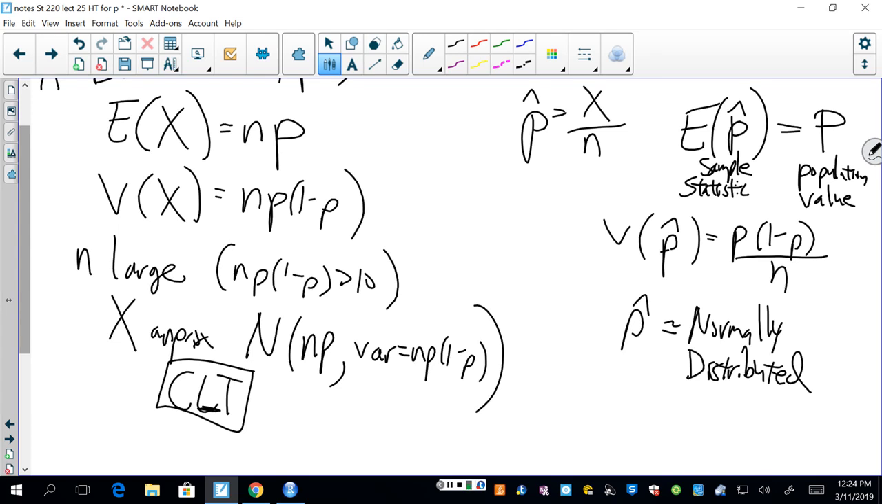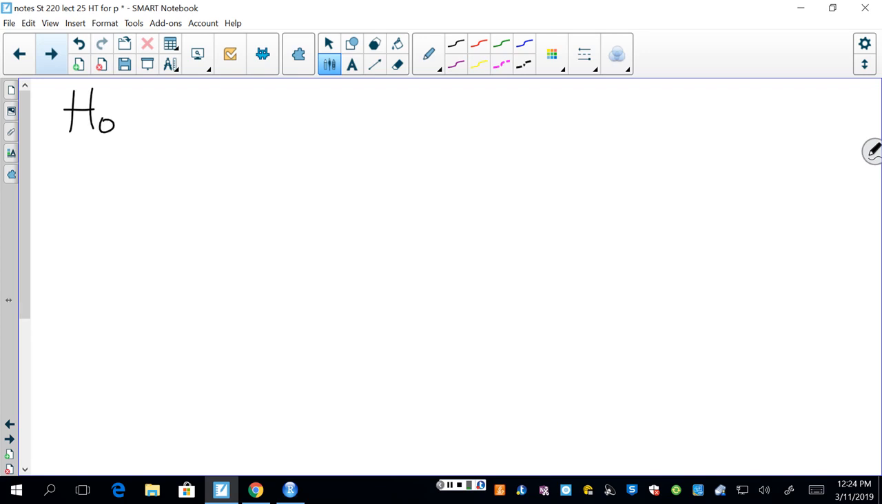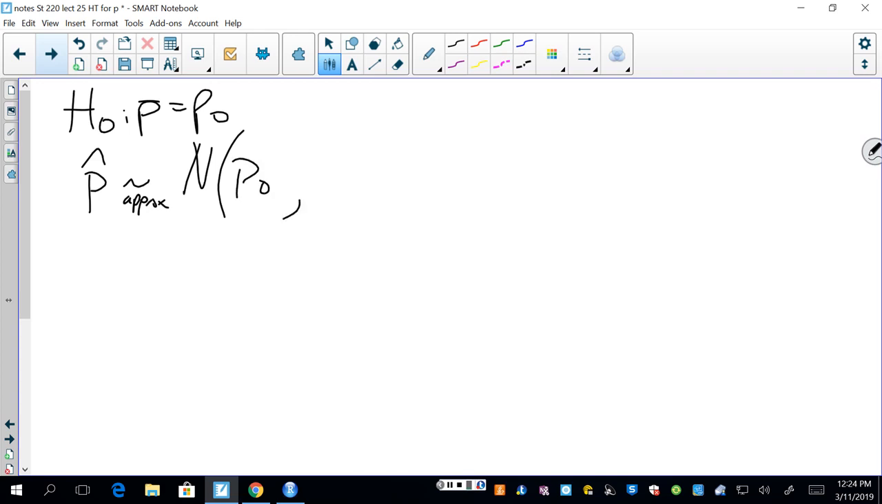But if the null hypothesis says that p is p0, if that's true, then this thing's p0, and we know what this is too. So under the null hypothesis, we know even more. If the null hypothesis is true and p is actually p0, p hat is approximately distributed, again with this normal approximation to the discrete thing, but it's centered at p0, and its variance p0 times 1 minus p0 over n is also known.